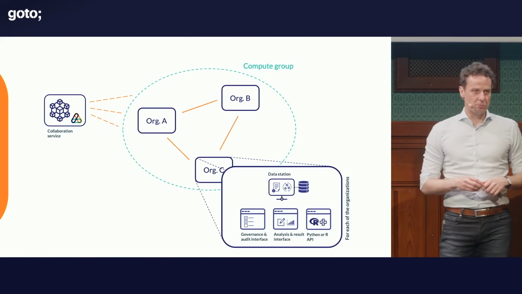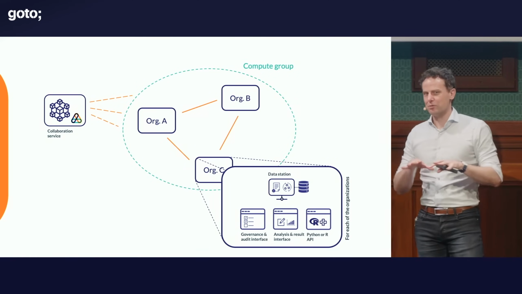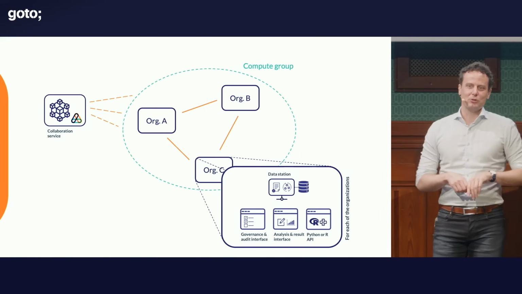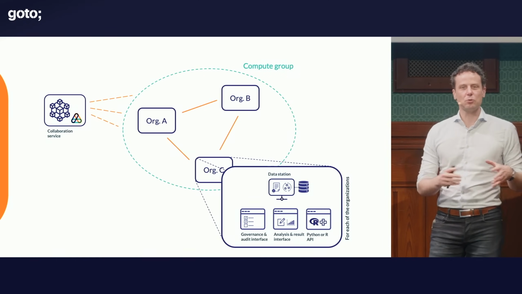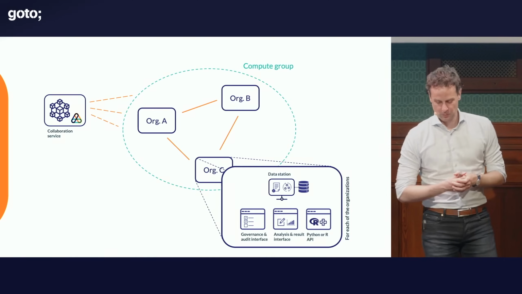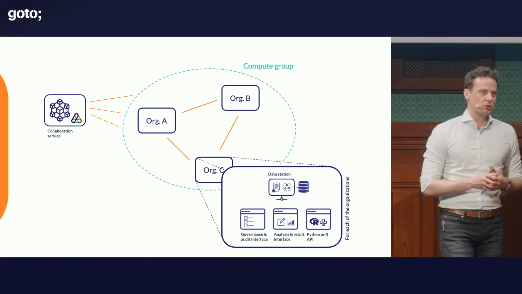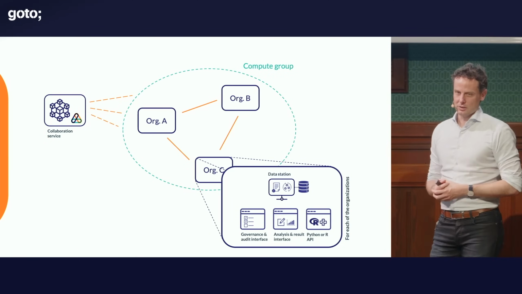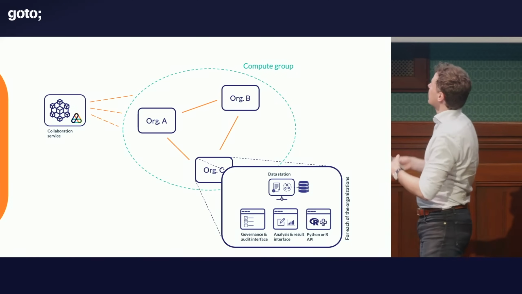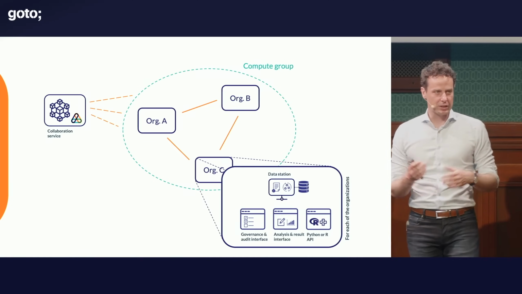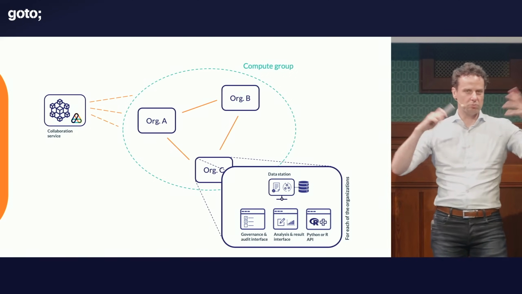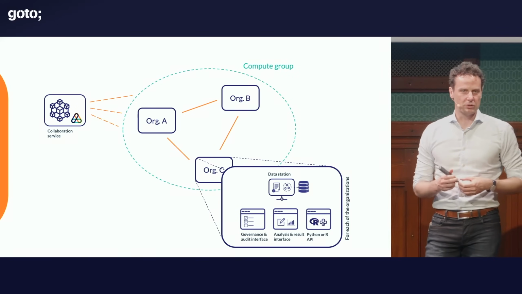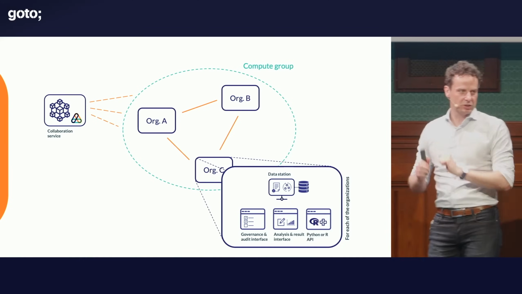If you want to do this in practice, and now I'll give you a bit of a product demo, but just to give you a bit of a feeling. And this is just to show you a bit of architecture, what this can look like. Here you can see three organizations. They want to collaborate. On that side, there's a collaboration service to make sure that they can find each other, which is somewhat centralized but doesn't see any data.